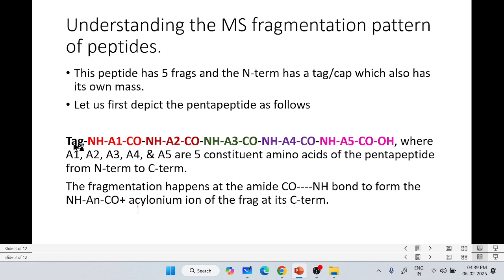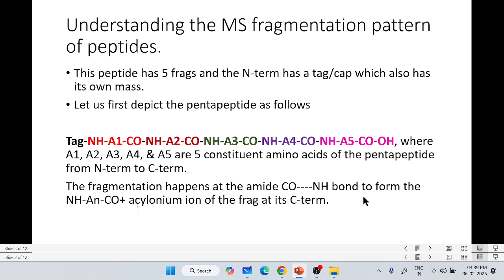We can see there's a molecular tag at the N terminal, followed by the first amino acid, second amino acid. They're all linked by the peptide bonds, amide bonds. Third amino acid, 4 and 5. So A1, A2, A3, A4, A5 are the 5 constituent amino acids of the pentapeptide from N terminal to C terminal. The fragmentation will happen at the amide bonds. It can happen between the first and second, or between second and third, third and fourth, fourth and fifth, and also at the terminal COOH bond. So these are the places where the fragmentation can happen.